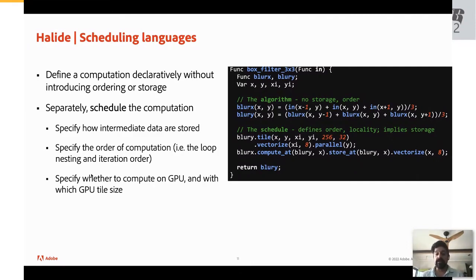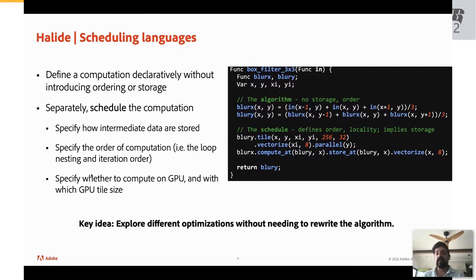And in this language, you specify how the intermediate data are stored, the order of computation, whether you compute on CPUs with vectorization and in parallel, or whether you compute on GPUs, or whether you use a combination of those, whether you store things in shared memory, what is the tile size for your GPU loops, and so on.